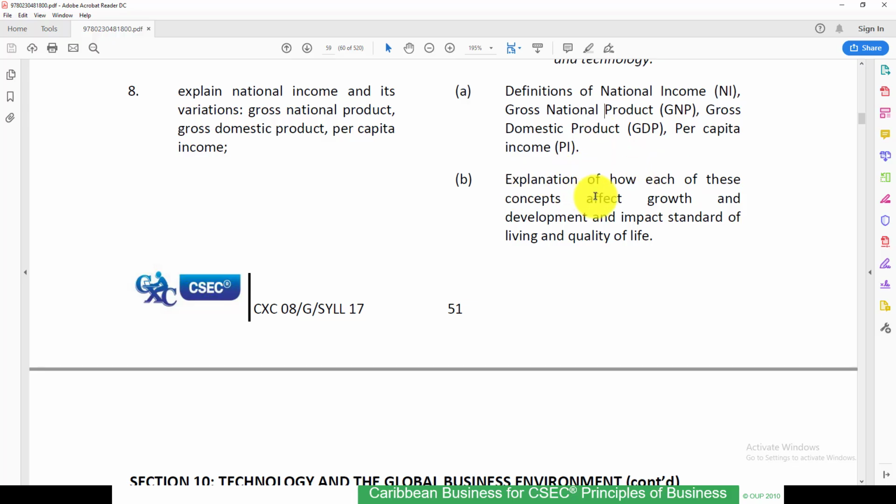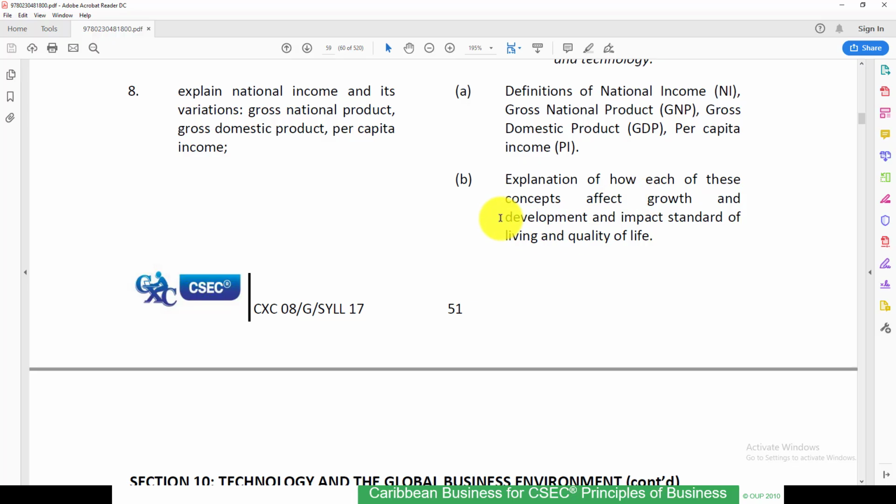Explain how each of these concepts affect growth and development and impact standard of living and quality of life. We went through that already. We said that growth is when GDP changes. When it increases, you have positive growth. When it decreases, you have negative growth. When it stays the same, it contracts. So growth is always about the change in GDP. And you can measure growth. You can put a value on growth.